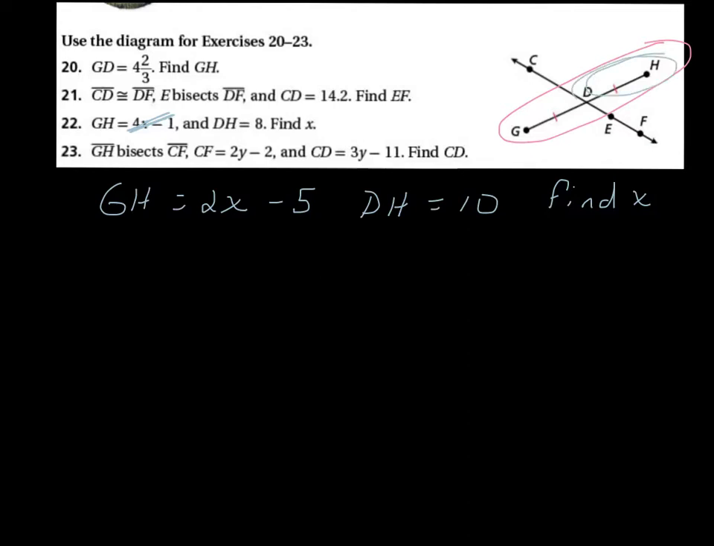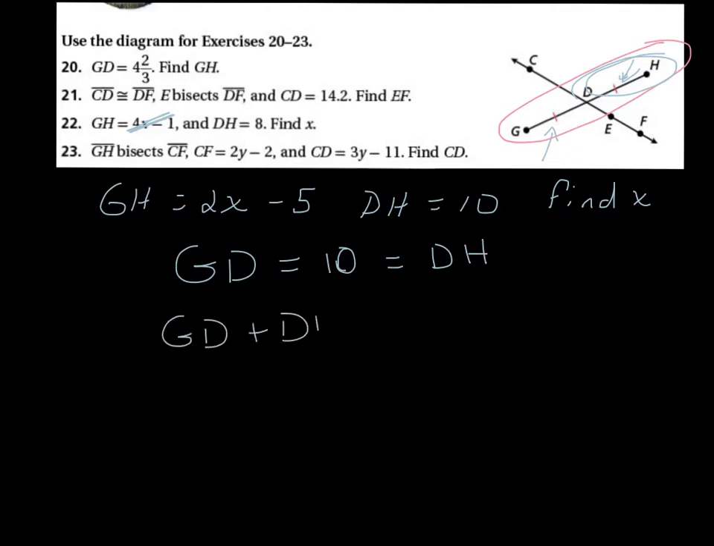Now, if you remember in class, we talked about these tick marks, meaning that this segment right here and this segment right here are congruent. So DH is congruent to GD. That is something that you know, which means that GD equals 10, since DH equals 10. And you know that GD plus DH equals GH, and that's because of the segment addition postulate.